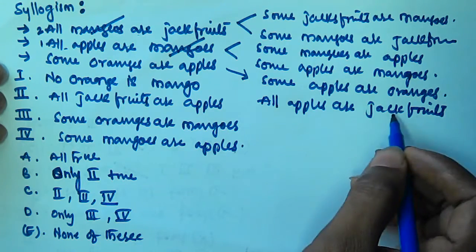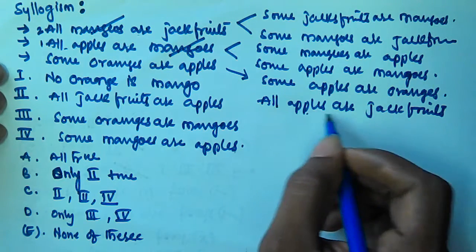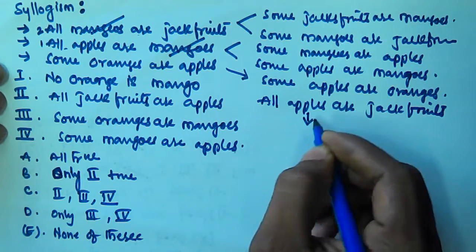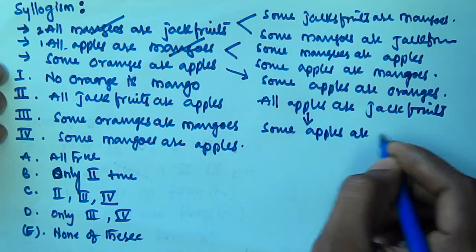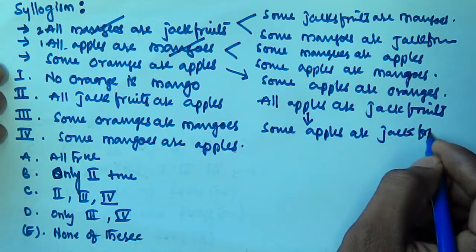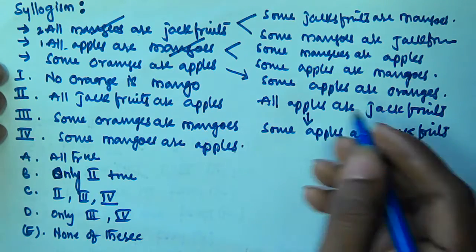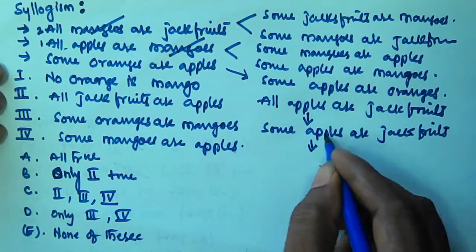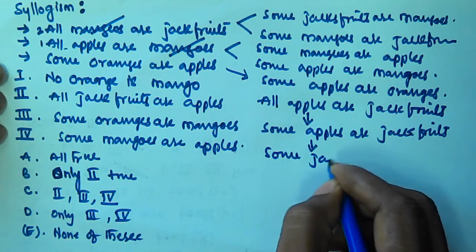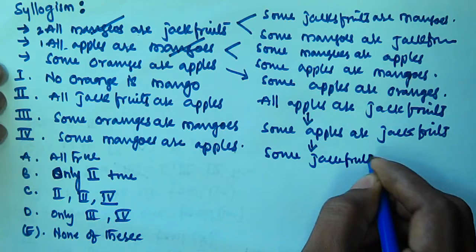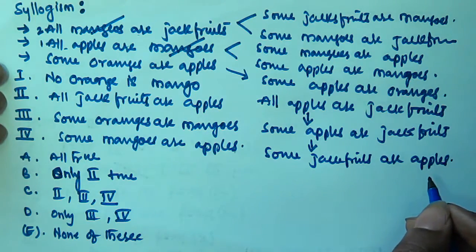If all apples are jackfruits, from this again we can get some apples are jackfruits. Why? All apples are jackfruits, so some apples are also going to be jackfruits. From this we can interchange apples and jackfruits, because the some is there. So some jackfruits are apples. I hope we derived all possible conclusions.